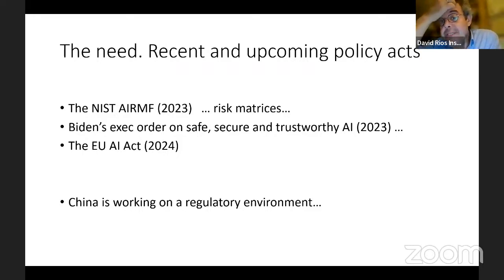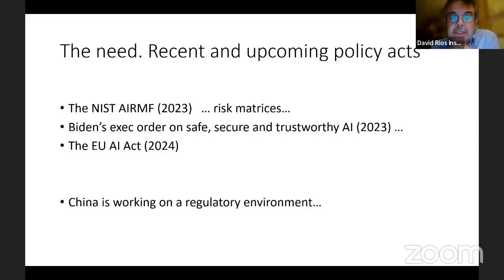And as a consequence, there have been recent and upcoming policy acts. The first one would be the NIST Artificial Intelligence Risk Management Framework in 2023, which is essentially a qualitative report pointing out issues, problems, etc. But then, as far as risk analysis is concerned, it points to other documents by NIST, and it happens that they are based on risk matrices, for example, which have some defects. Biden's executive order on safe, secure, and trustworthy AI from last year as well. For example, one of the things it mentioned was that the NIST AI RMF needed to be redefined or rewritten to take into account large language models and generative artificial intelligence.